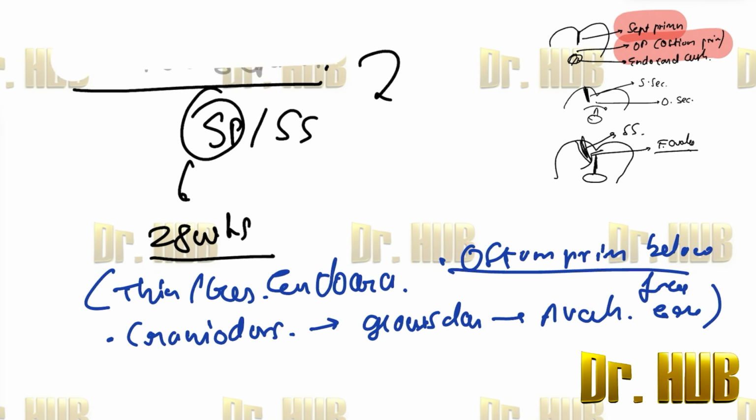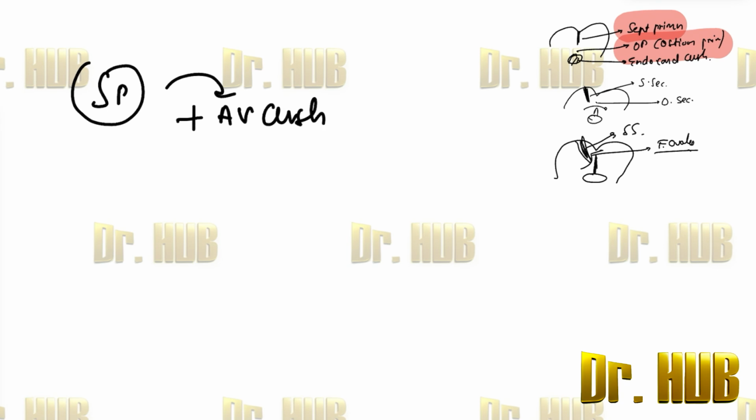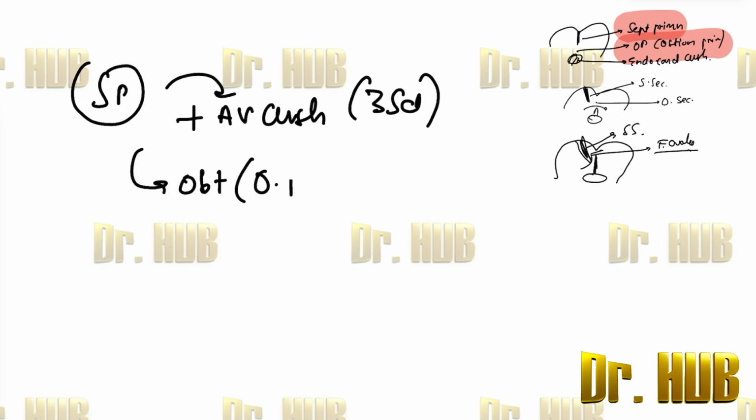Next, there is the septum primum. So this septum primum fuses with the AV cushion, and this happens at approximately 35 days, obliterating the ostium primum.